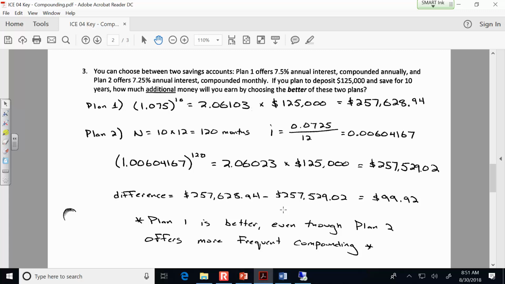In other words, the factor is F to P. So if I move the P over to the right-hand side of the expression, then I'm solving for F. So we find some factor, multiply it by P, and we find the future amount is 257,628 and change.